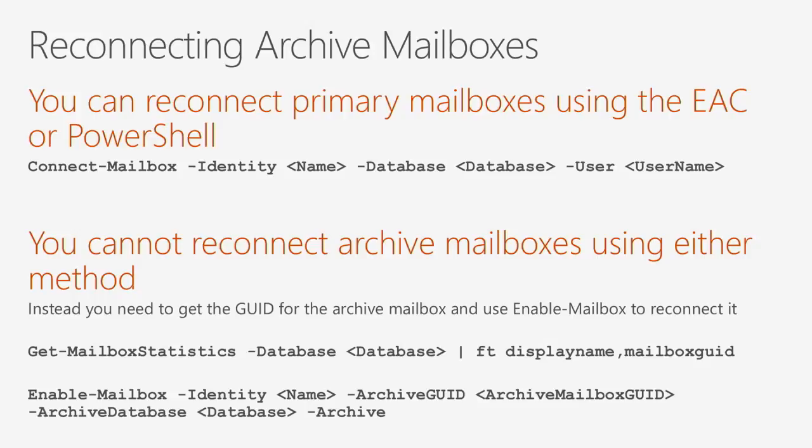But you cannot reconnect an archive mailbox using either the GUI or the same script at the top that you would use to connect to primary. Instead, you've got to do a couple things. First, you have to get the GUID of the mailbox, which you use Get-MailboxStatistics to do. Once you get that, you simply pass that GUID to Enable-Mailbox, and that re-enables it and reconnects the mailbox the way you want. So keep that in mind. Mailboxes largely are the same, but dealing with disconnected archives versus disconnected primaries is a completely different experience.